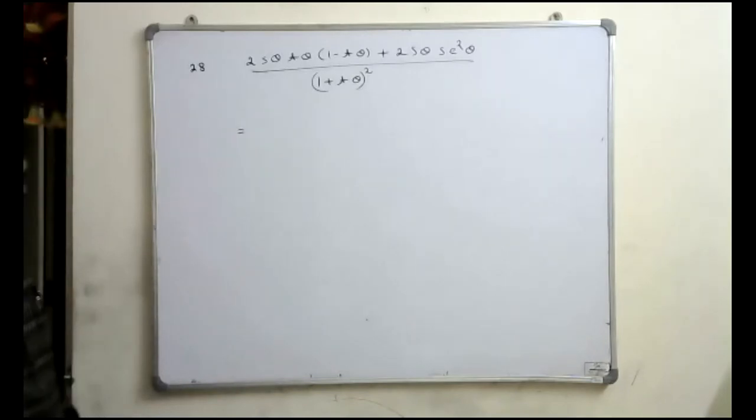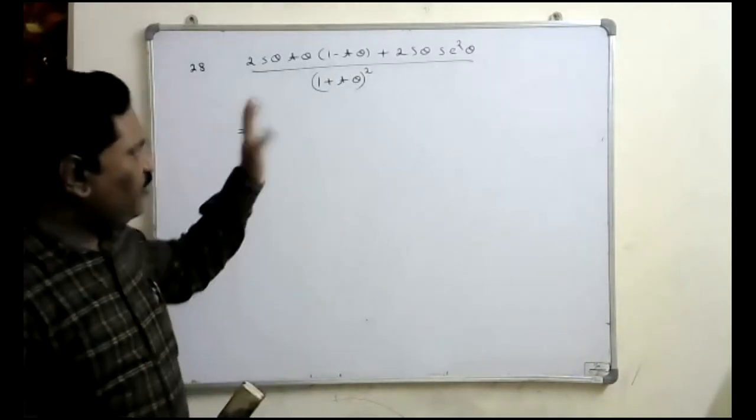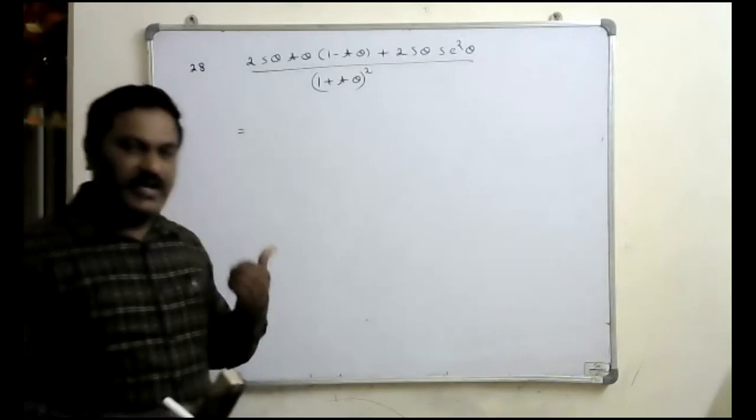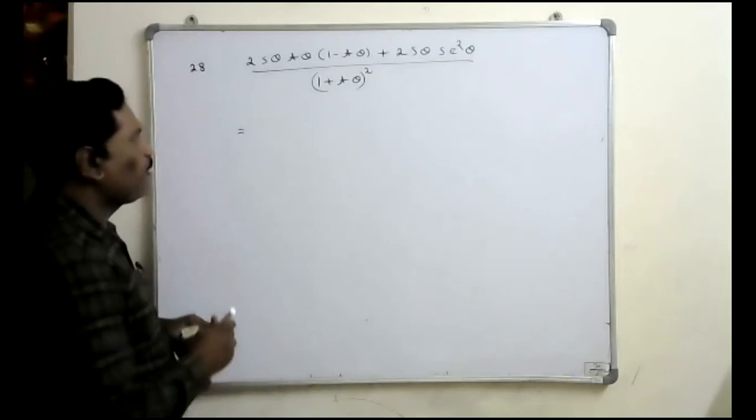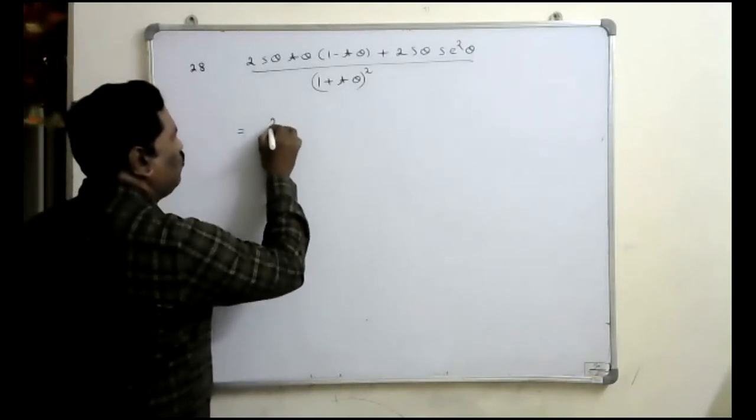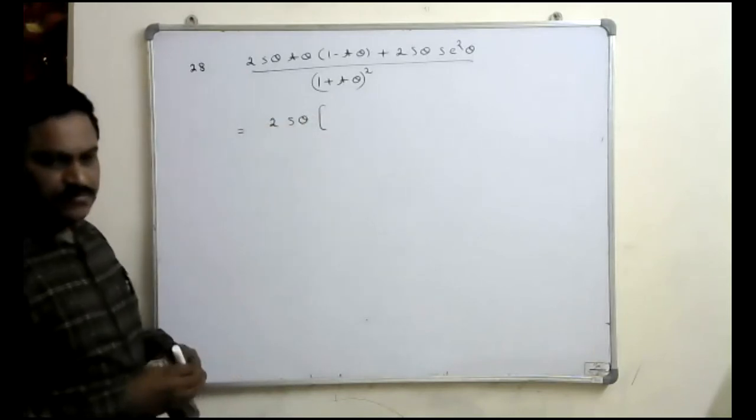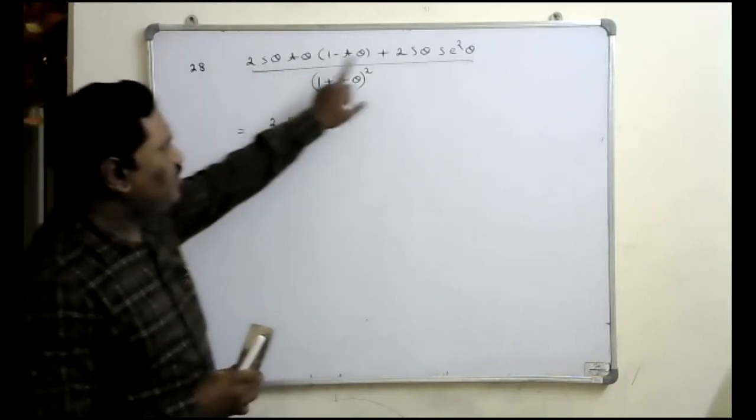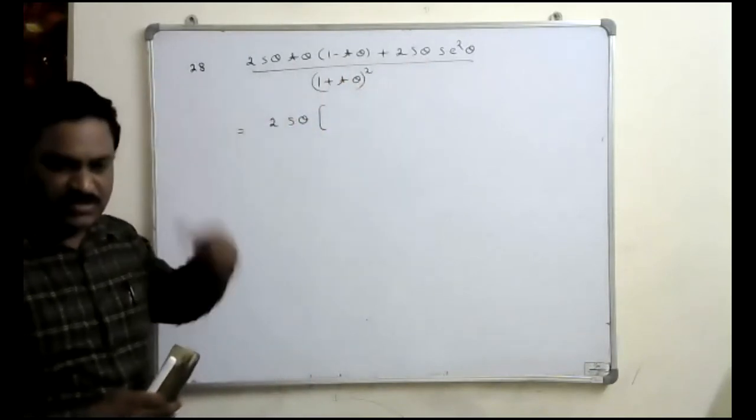To do the simplification, observe the numerator terms. From the numerator, what can we take common? 2 sin theta, right? Because here 2 sin theta is there, here also 2 sin theta is there. From both terms we can take 2 sin theta common.